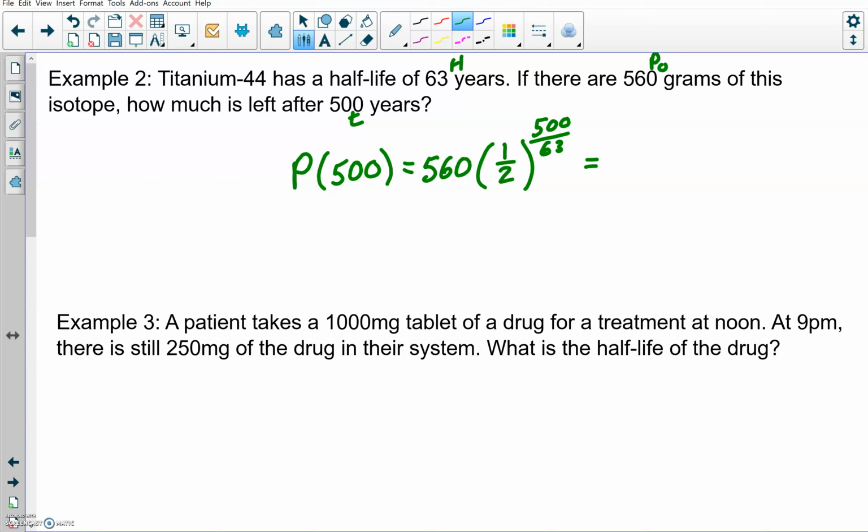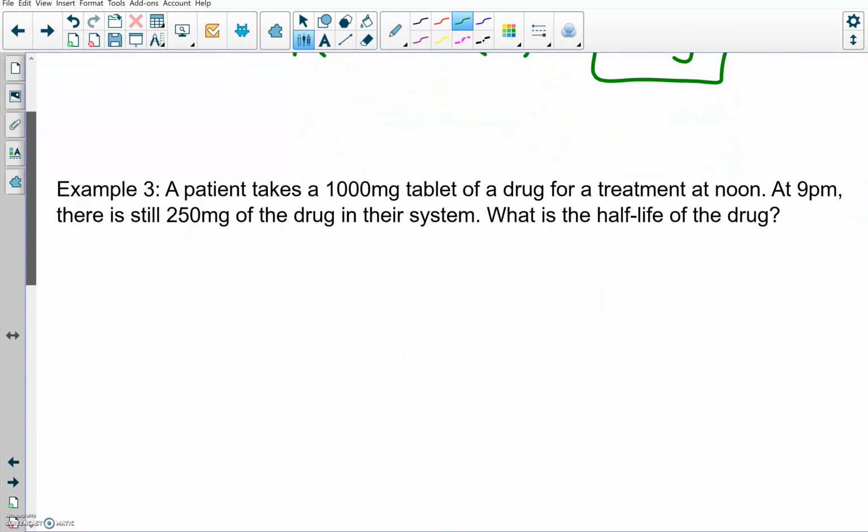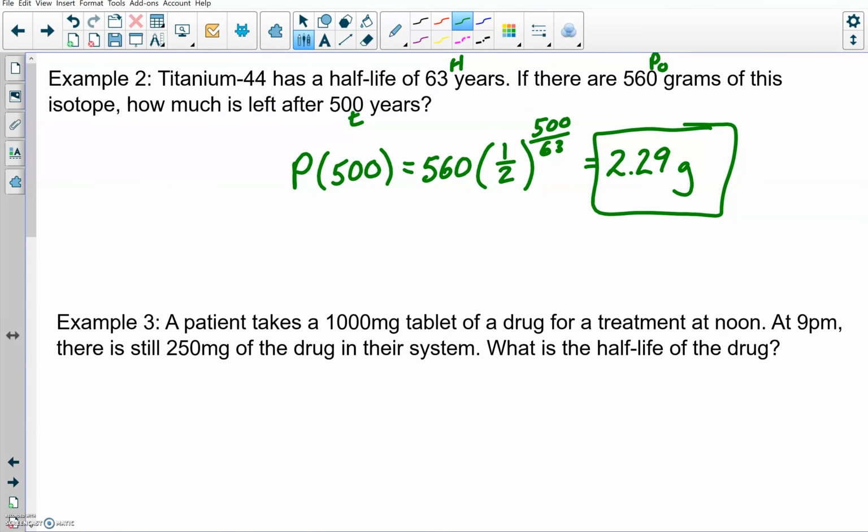And when you do that, this is another one where you really want to be careful with parentheses when you put this in a calculator, because if you don't, you will get the wrong answer probably every single time. When you work this out, you get about 2.29 after rounding, so 2.29 grams. And that would be the answer for that one.